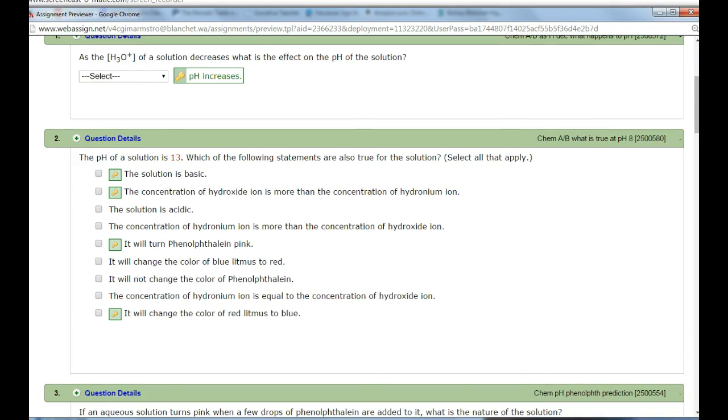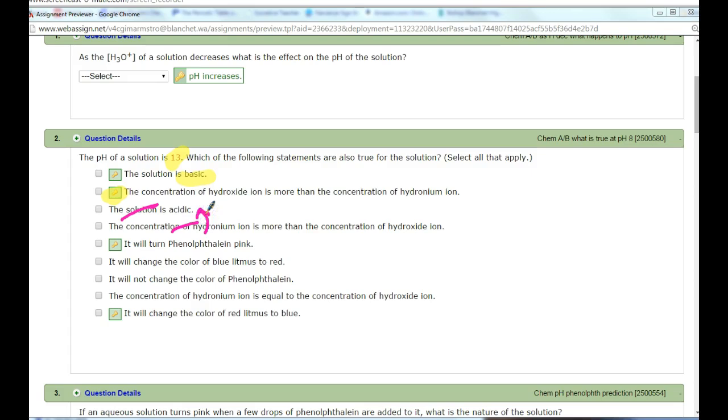So number 2, the pH of a solution is 13. A pH of 13 means it's in the basic range. Which of the following statements are also true of the solution? Select all that apply. So the solution is basic. We said that because that number is basic. The concentration of hydroxide ion is more than the concentration of the hydronium ion. True, because it's basic. The solution is acidic. No, that is not the answer. The concentration of hydronium ion is more than, no, because that one goes with that one.